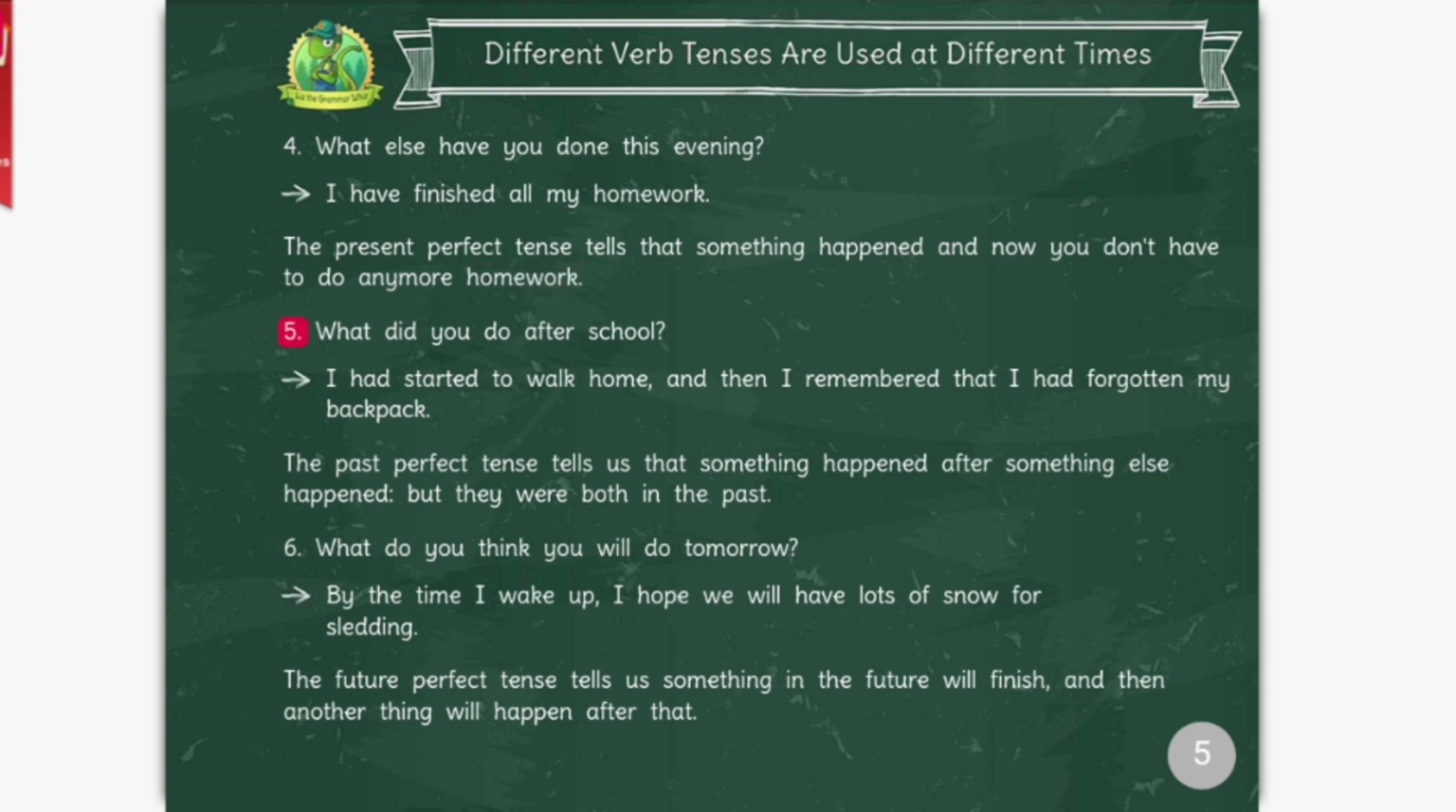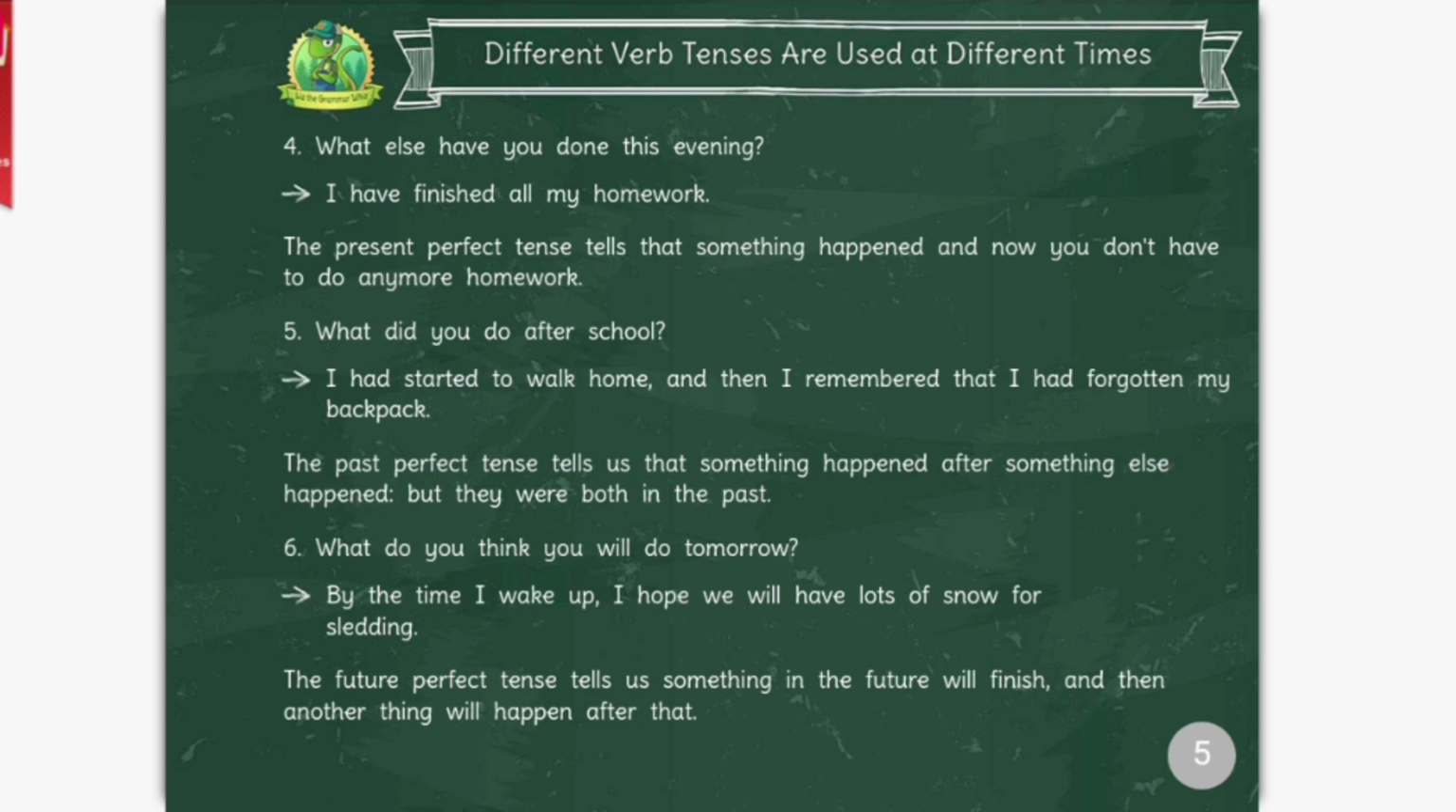5. What did you do after school? I had started to walk home and then I remembered that I had forgotten my backpack. The past perfect tense tells us that something happened after something else happened, but they were both in the past.